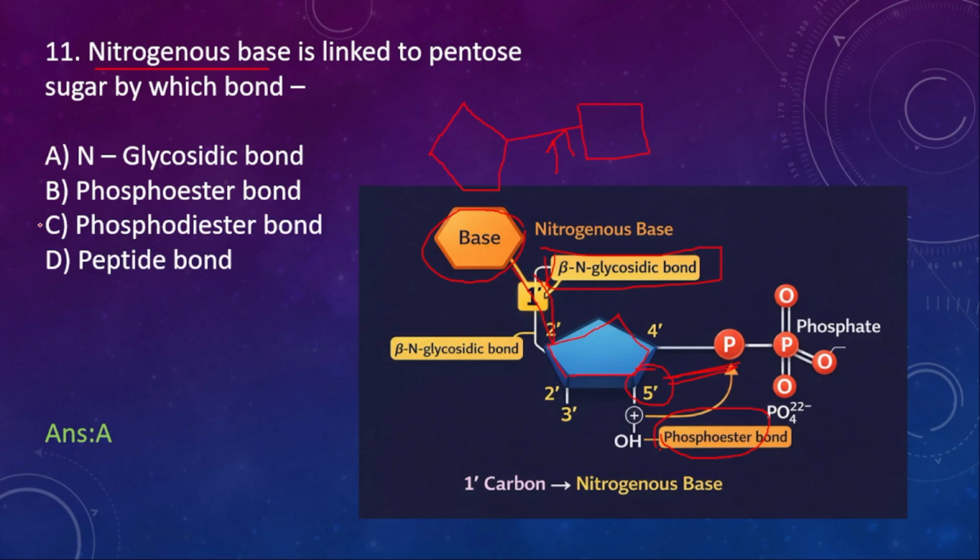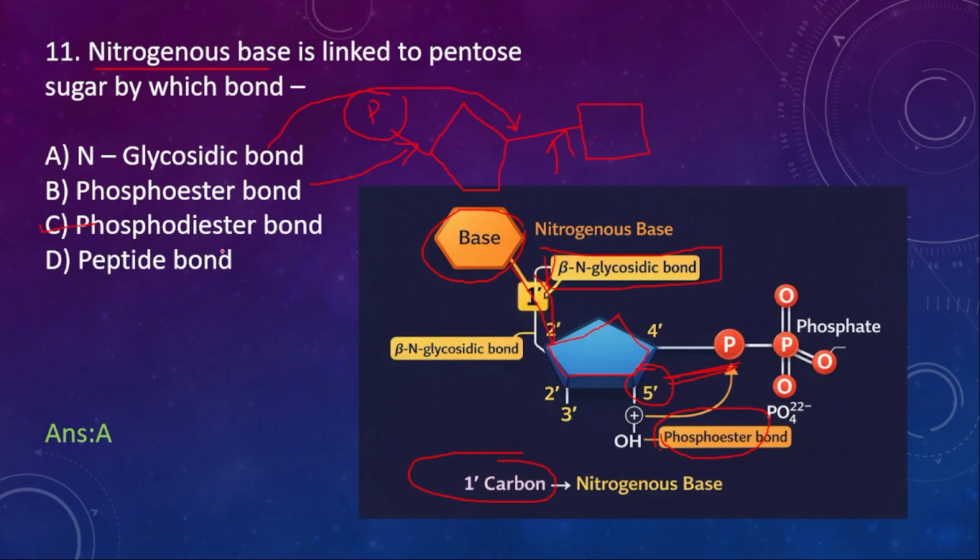And what about the phosphodiester bond? When there is a bond between two nucleotides, then it is called what? Phosphodiester bond. Okay, so the nitrogenous base is attached at the first carbon. So here the right option is N-glycosidic bond. N-glycosidic bond is the bond between pentose sugar and nitrogenous base. Phosphoester bond is the bond between pentose sugar and the phosphate group, this one. And N-glycosidic is this one.